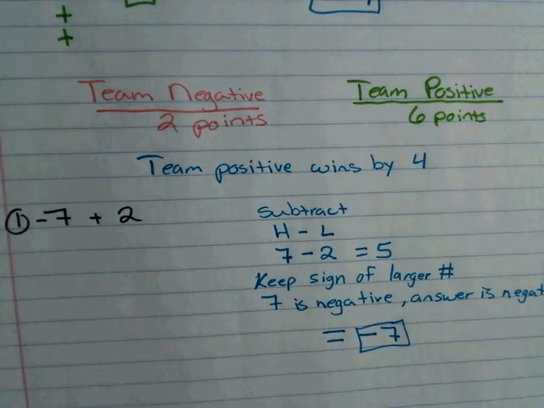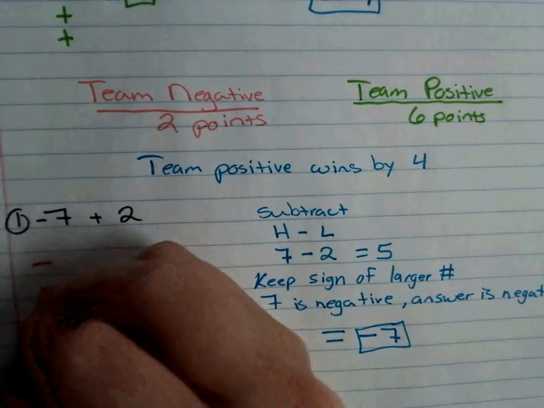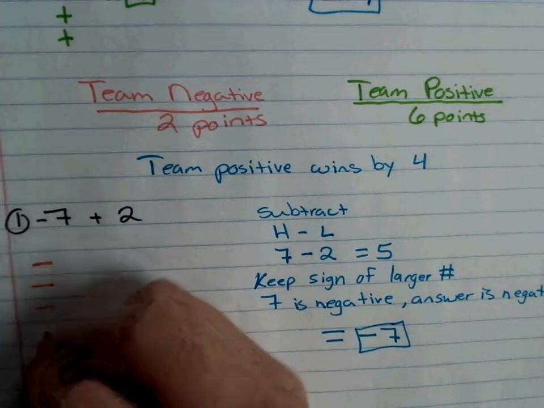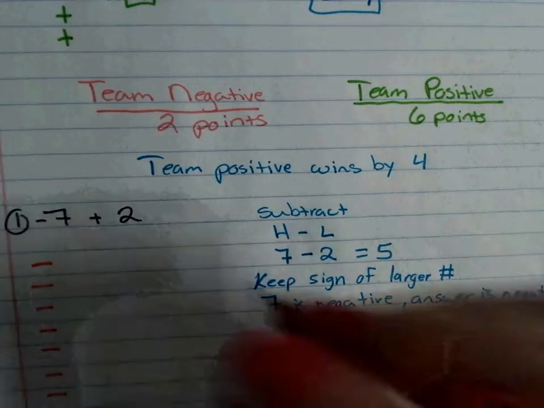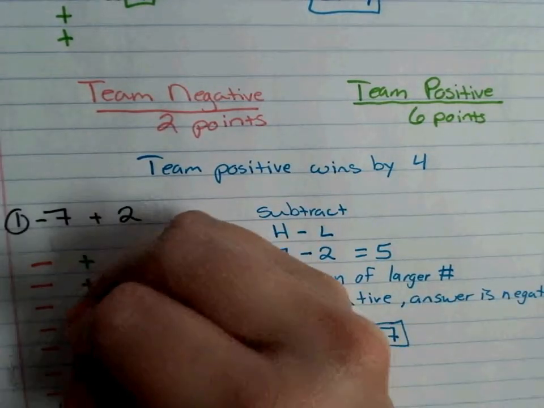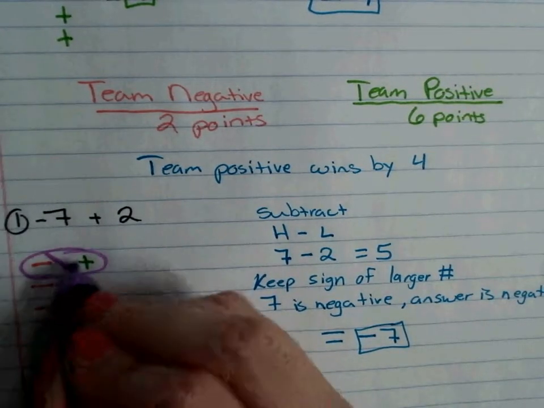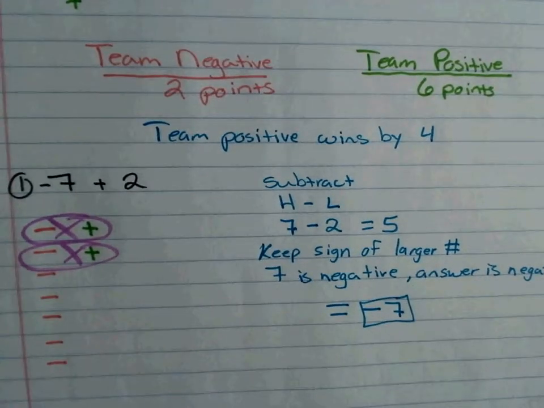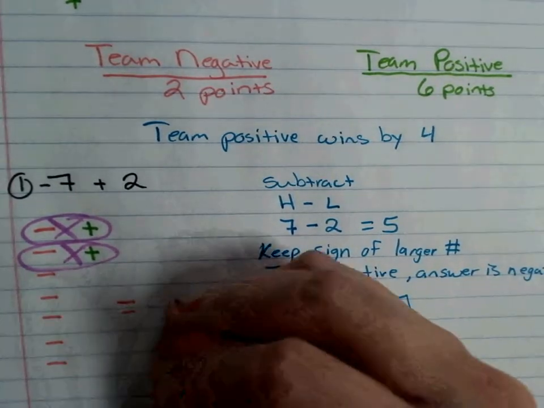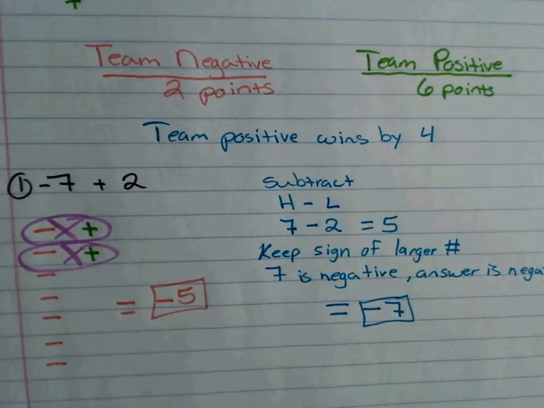Okay, if you need to look at it graphically or using tiles, algebra tiles, 7 negative signs, and 2 positive signs, and then canceling out the zero pairs. That leaves us with 5 negative signs left over. So -5. And again, you could look at it as a sports team.